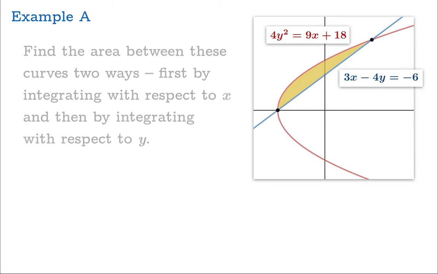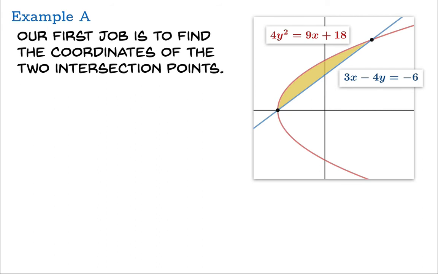So our first job is to find the coordinates of the two intersection points, because we're going to need limits of integration, which we don't have right at the moment. So here are our two equations. And let me just say that solving general systems of equations, unlike solving linear systems of equations, is more of an art than a science. There isn't a pure algorithm that's always going to tell you how to proceed.